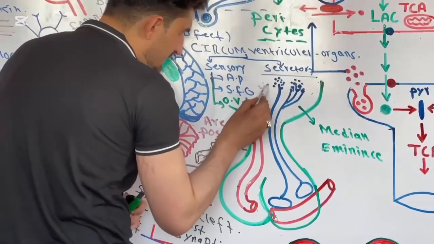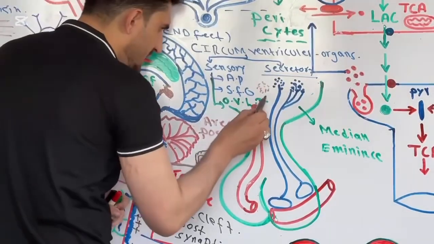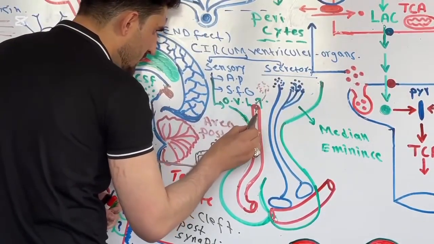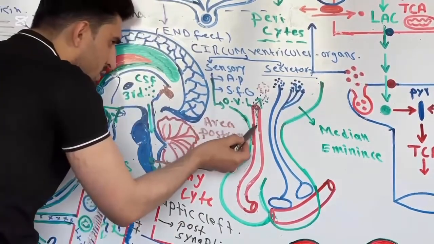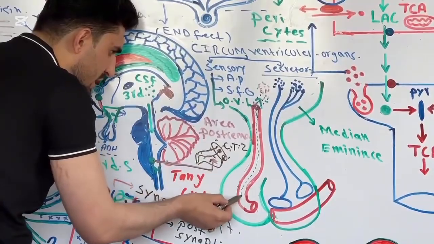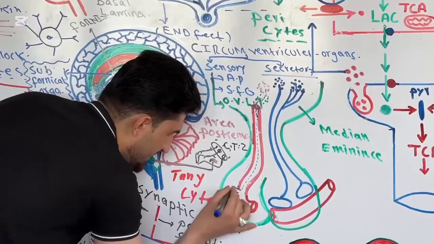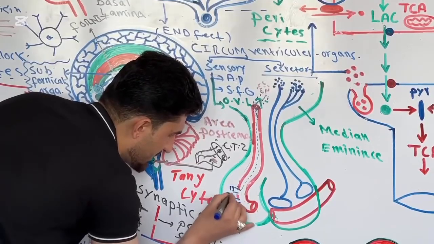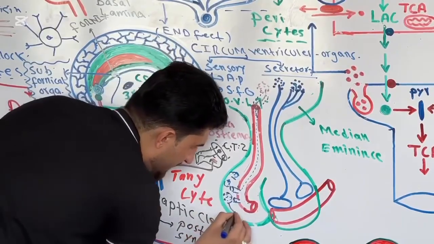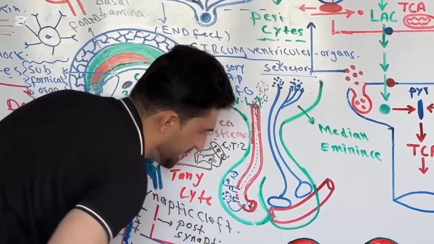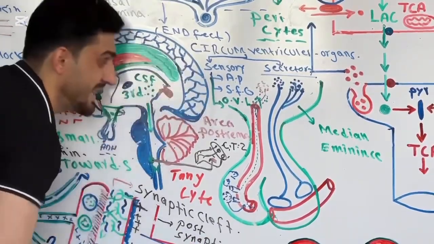Here in the median eminence, there are some neurons that secrete different types of hormones into the blood. Then these hormones go to the anterior pituitary gland, and from the anterior pituitary gland they come out once again and stimulate different cells or glands, and after that these secrete other things. For example, this secretes LH, this secretes growth hormone, this secretes TSH, and so on.